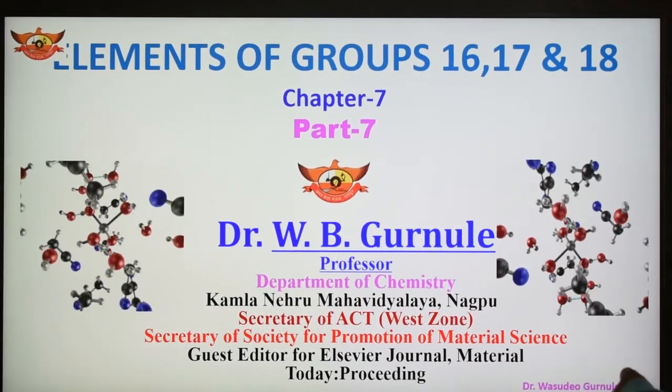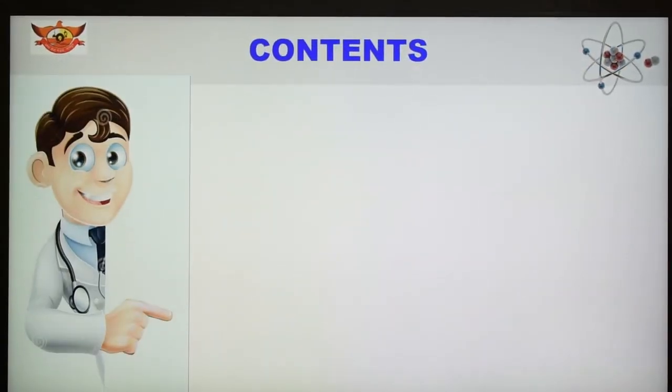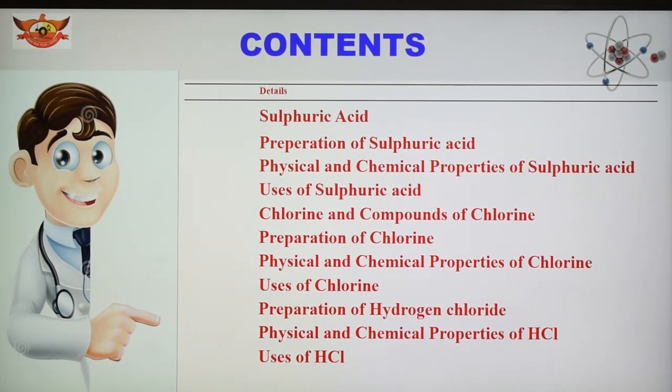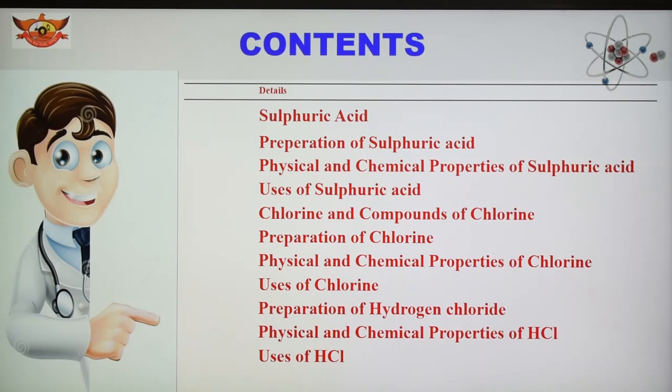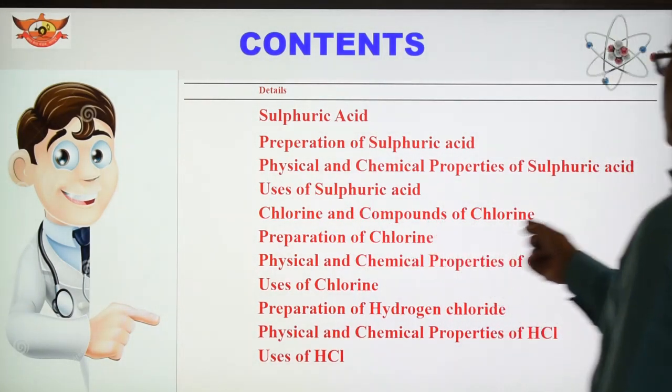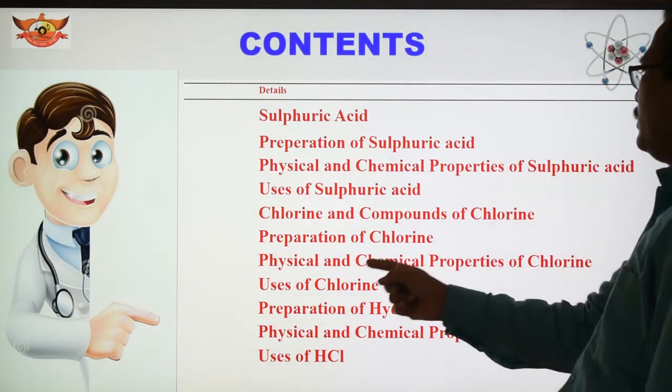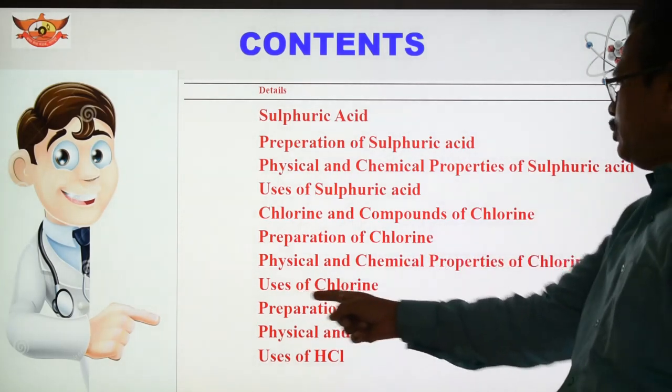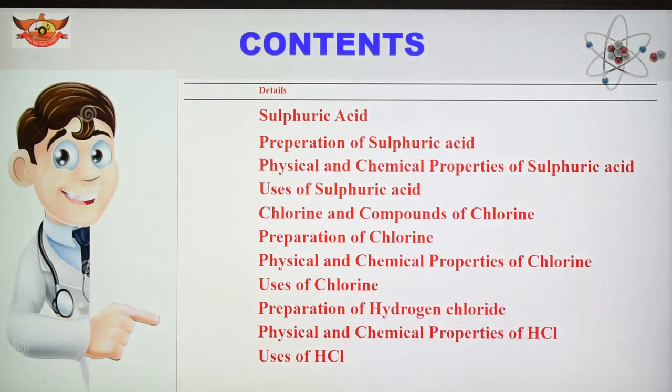The topics covered today are sulfuric acid, an important compound: preparation of sulfuric acid, physical and chemical properties of the acid, and uses of sulfuric acid. Another compound is chlorine: preparation of chlorine, physical and chemical properties, and uses of chlorine. And the last compound is hydrogen chloride: preparation, physical and chemical properties, and uses. So all these three compounds we are going to discuss in this part.